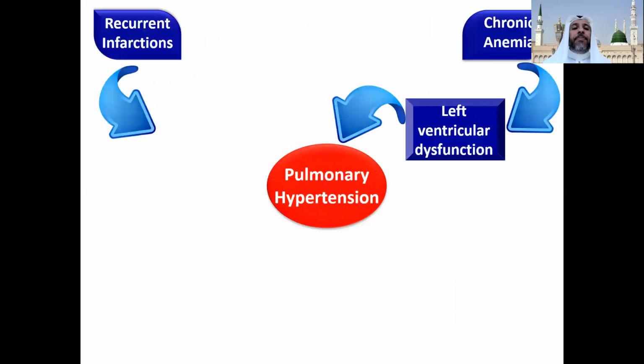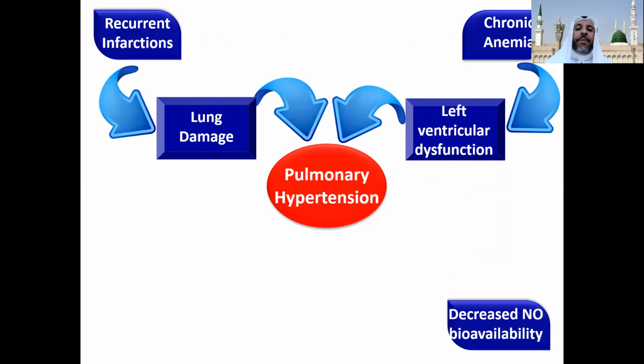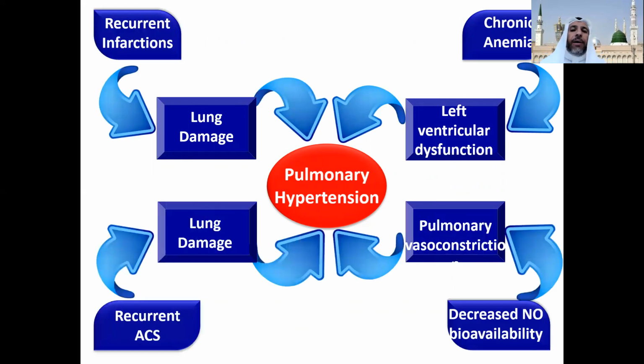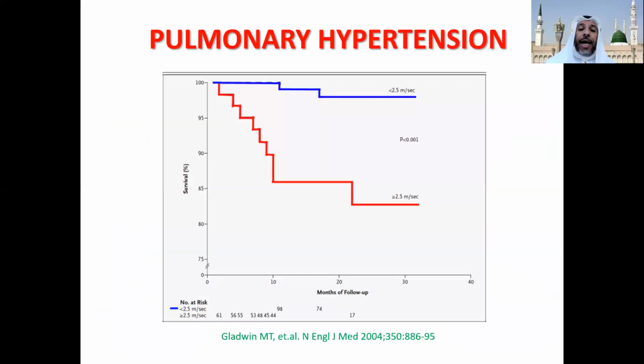Pulmonary hypertension pathophysiology and mechanism. There are multiple pathophysiologic mechanisms that lead to pulmonary hypertension, starting from the chronic anemia, which puts pressure on the heart, and left ventricular dysfunction leads to pulmonary hypertension. Recurrent chest infection leads to lung damage and pulmonary hypertension. Also recurrent acute chest syndrome, decreased nitric oxide bioavailability, and so on.